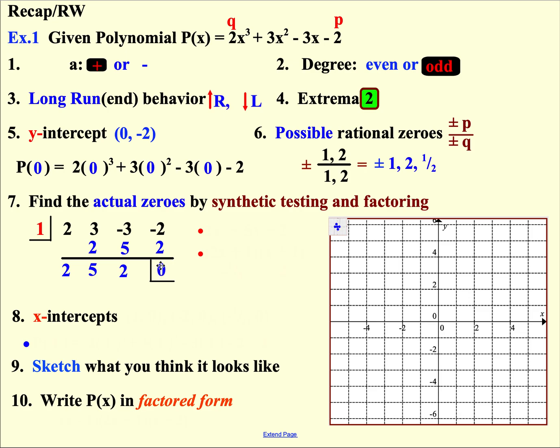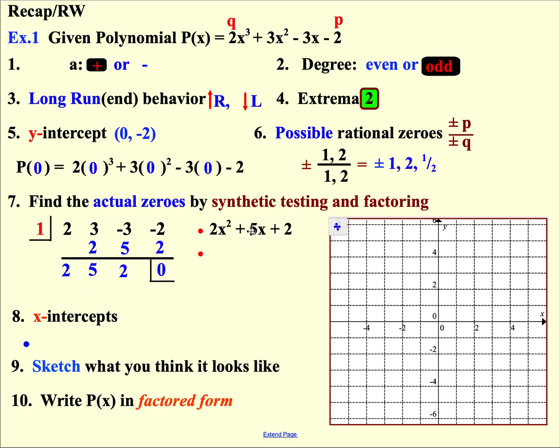Now it turns out I did get a 0, which means 1 is a 0. It's also an x-intercept. Then when you get to 3 terms, there's no reason to do any more synthetic testing because at 3 terms you have a quadratic. I know we talked about this for the first time yesterday, but you guys get used to this. So these 3 numbers will translate to x squared, 2x squared plus 5x plus 2.